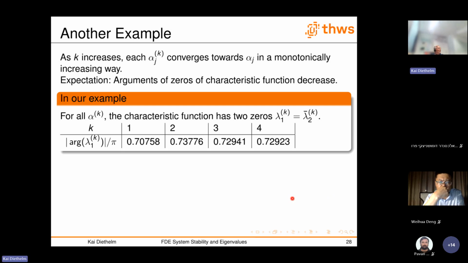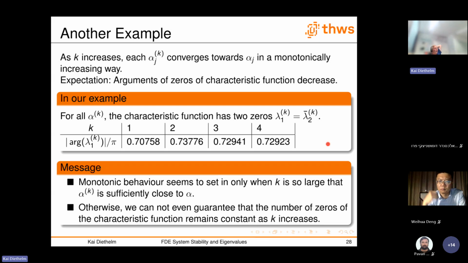And in fact, when you look at this table, it doesn't exactly work. So from here to here, it's not decreasing, it's increasing. But then it starts to decrease. And if you would proceed further in that spirit, it would remain decreasing. So the message is that the monotonic behavior seems to set in when your approximation vector is sufficiently close to the exact one, but not earlier.